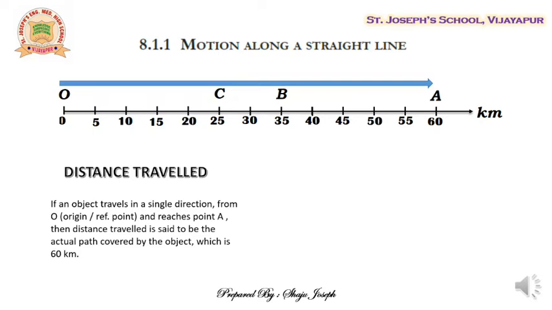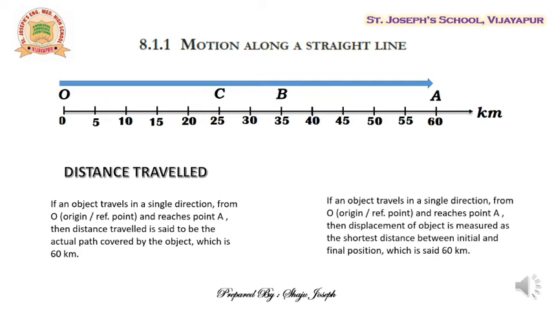So distance traveled is a new quantity we are learning. What is it? It is the actual path or total distance covered by the object, which is 60 kilometers in this case. However, there is one more physical quantity we have to discuss that will tell us the distance between the starting point and the ending point. We call it initial and final. The shortest distance between the initial and final point will be called displacement. In this case, displacement is also 60 kilometers because the distance between initial and final point is the same as the total path traveled by the object.